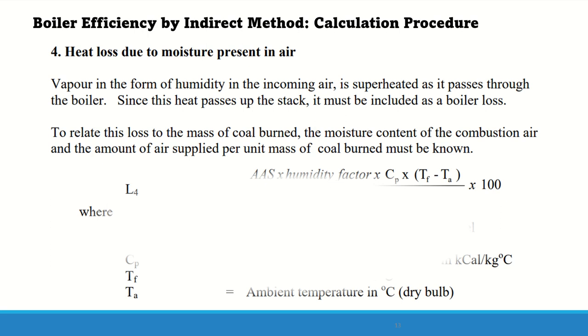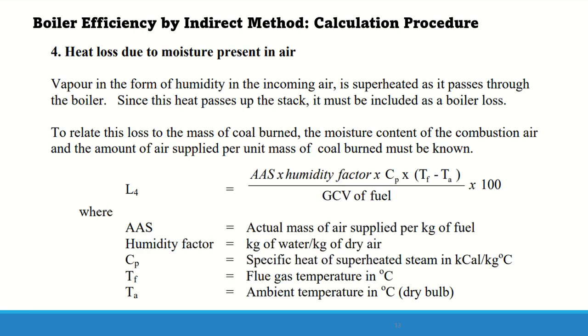The formula is L4 equal to actual air supplied times humidity factor, which is nothing but the specific humidity taken from the psychrometric chart for particular ambient conditions, times the specific heat of superheated vapor, times the temperature difference of flue gas and ambient temperature, divided by the gross calorific value. Okay.